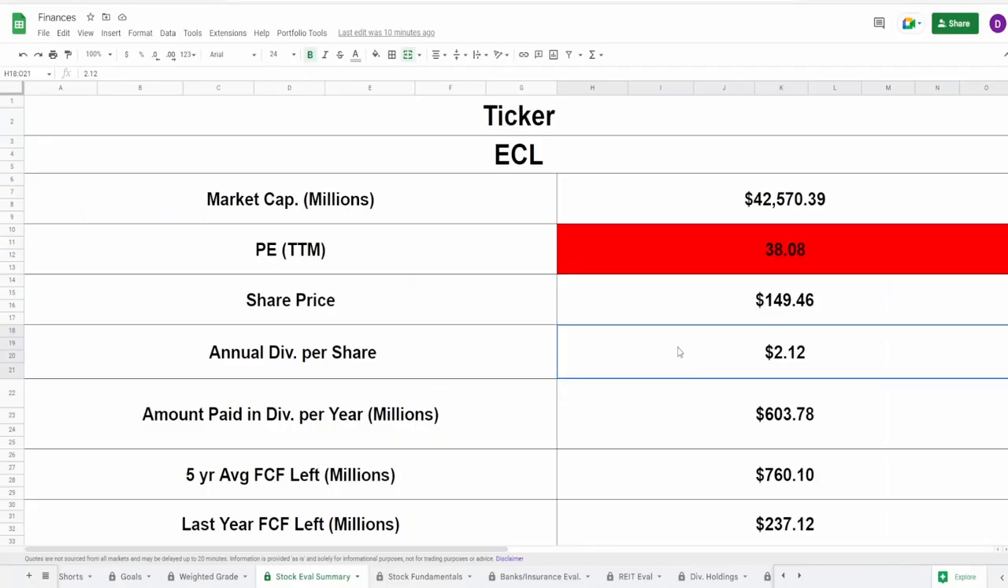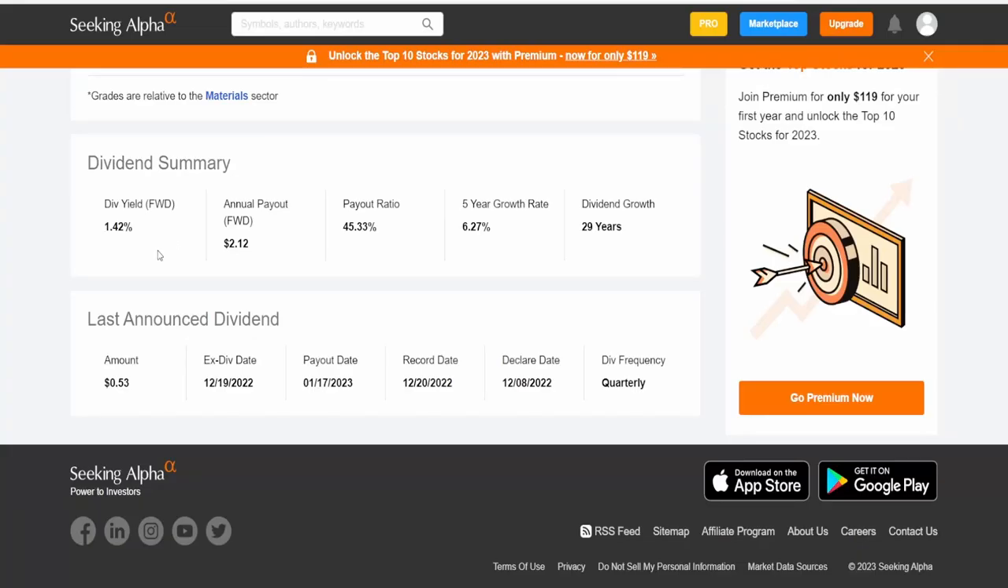Now, they do pay out a dividend of $2.12, which is a yield of 1.42% with a payout ratio of 45.33%, 5 year CAGR of 6.27% with almost 30 years, guys, of dividend growth. Very, very good. They are a dividend aristocrat, though on the 5 year CAGR, we have seen companies with a much bigger 5 year CAGR with just as much dividend growth. I'm not saying that this is bad. I'm just saying that 6.27%, we have seen a much bigger CAGR before. Ex-dividend date passed as of December 19th. Payout date is actually going to be in 10 days on January 17th. And they pay their dividends quarterly.